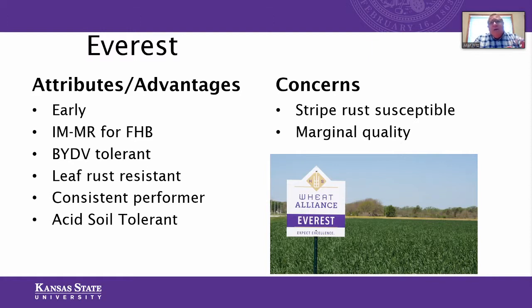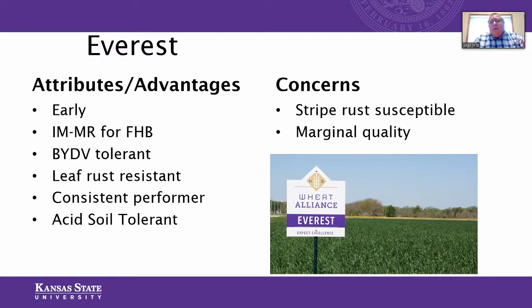I did want to talk a little bit about where we are on the rust diseases right now. We had some race changes to stripe rust last year. Honestly, I think we've seen them for a couple of years prior to that, but we saw some changes for both leaf and stripe rust. So there's really a pretty limited set of varieties that are truly resistant to both leaf and stripe rust. And so I think there's really going to be a need to manage disease in those.